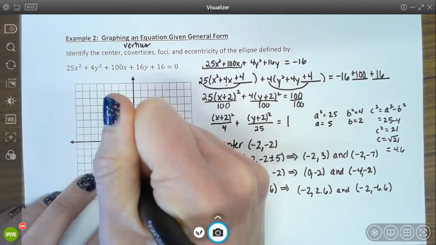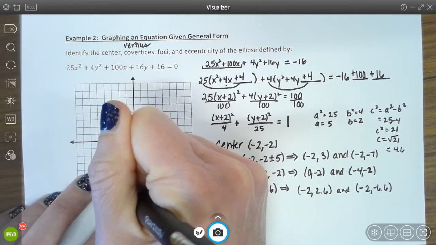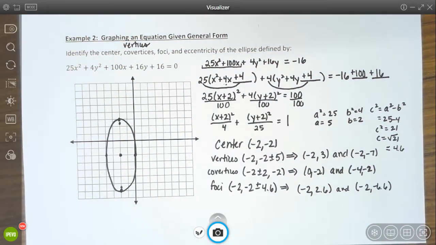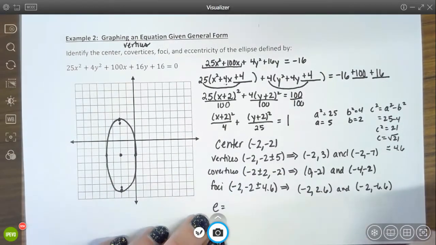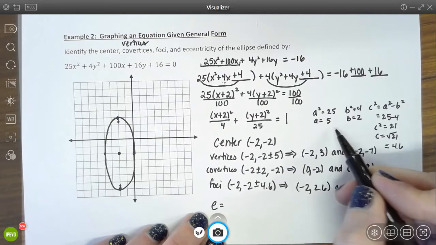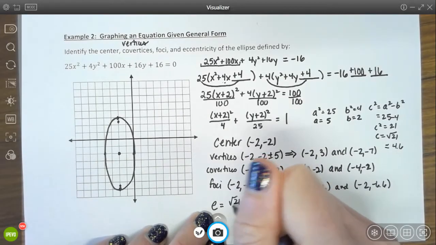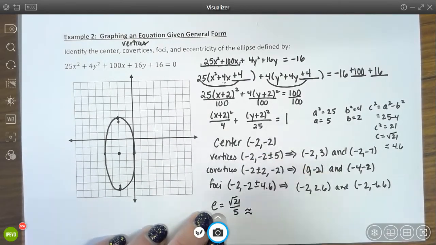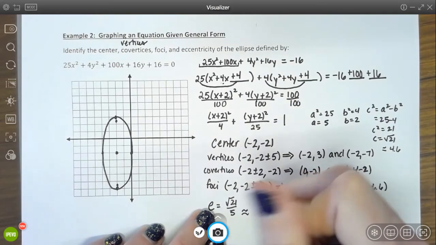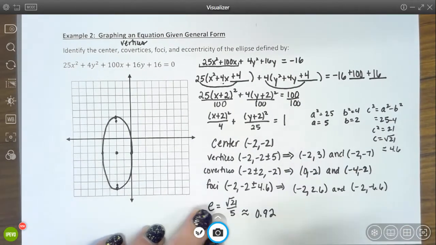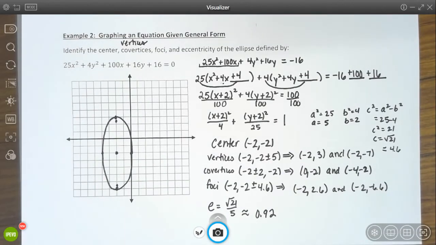And we're just going to eyeball on our graph here. And so those would be my foci. And then finally, for eccentricity, I'm going to do the ratio of c divided by a. So radical 21 divided by 5. And that was actually the same exact value we had in example 1. It worked out to be about 0.92. And again, we can see that this is a pretty elongated or stretched out ellipse.